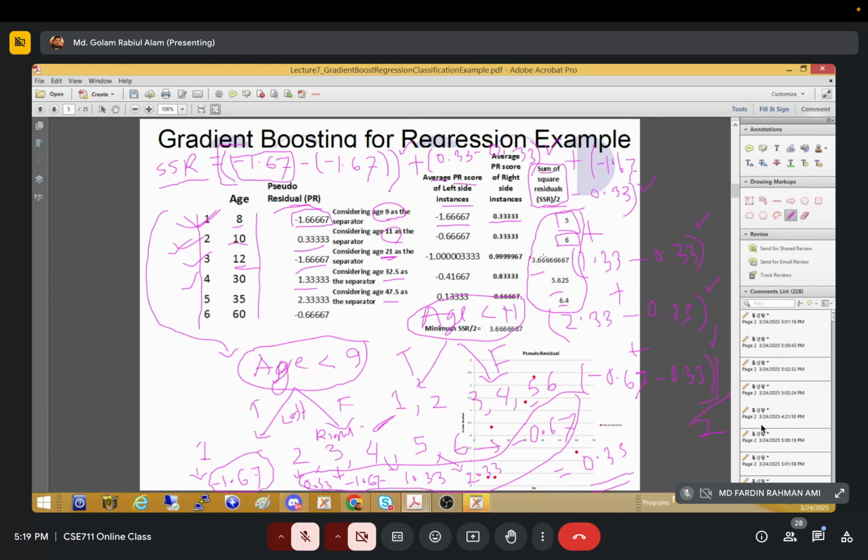Now we have to find which splitter produces the lowest error, and we can see that the lowest error here is 3.67. This lowest error is induced by the splitter 21. So if we consider the age feature in our data set, we have to take the splitter as age less than 21. This is the one we have to consider.